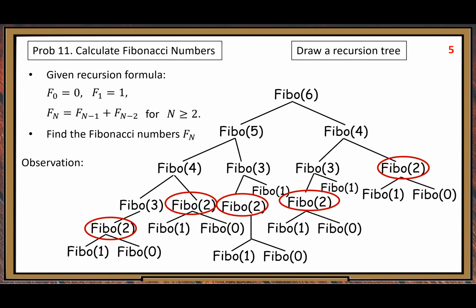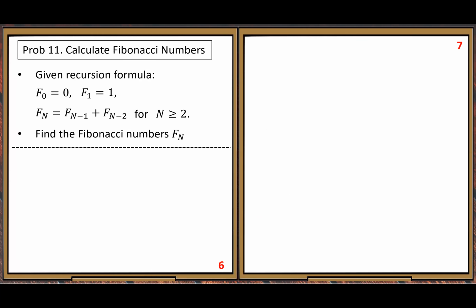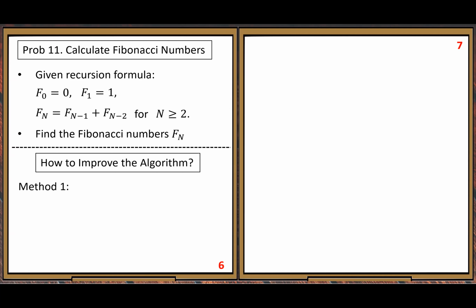Think about that. The next question: how to remove redundancy. Yeah, our next question. There is too much redundant calculation. So our next topic is how to improve the algorithm. Method one, iterative algorithm. The goal is to eliminate redundancy.